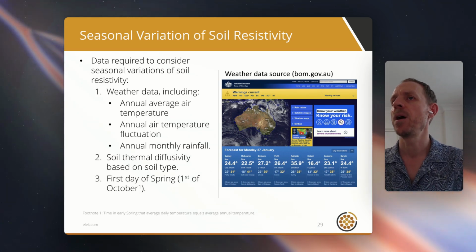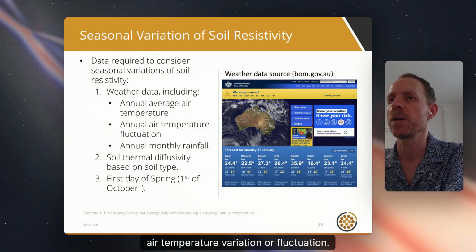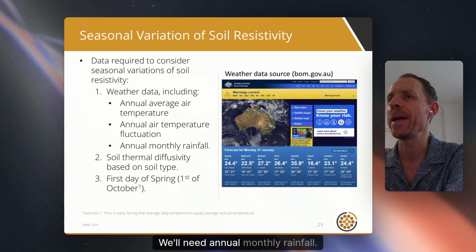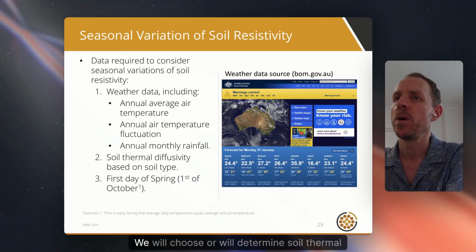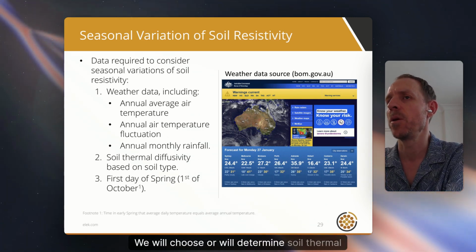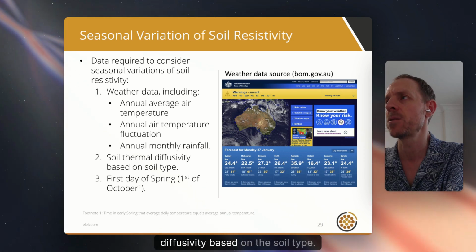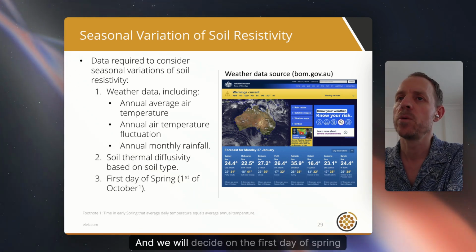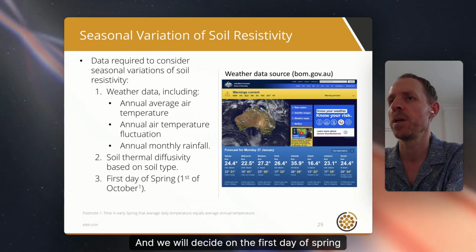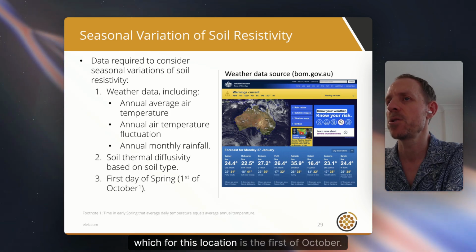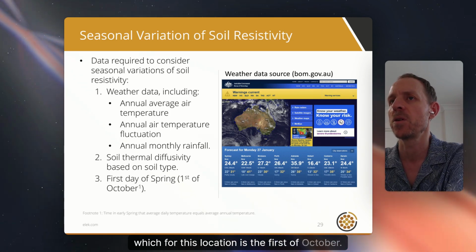We'll need annual air temperature variation or fluctuation. We'll need monthly rainfall. We will determine soil thermal diffusivity based on the soil type. And we will decide on the first day of spring, which for this location is the 1st of October.